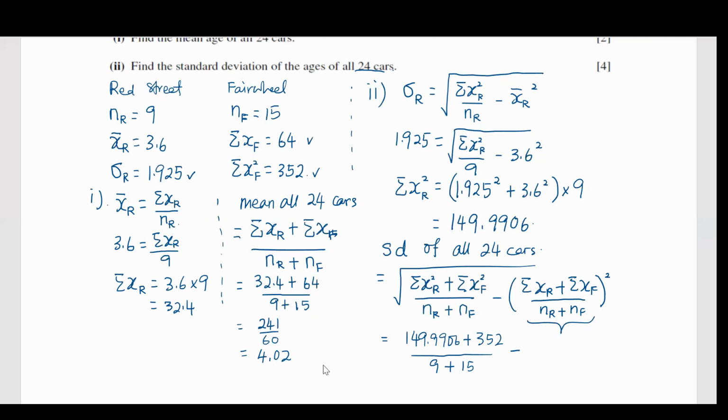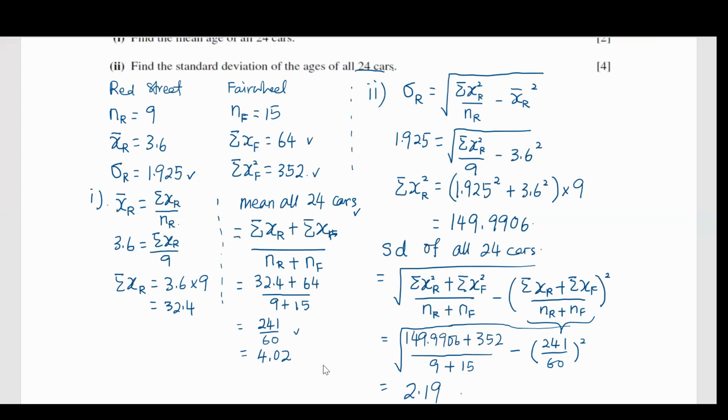Right, so the mean we have found for all 24 cars, we calculated 4.02. But 4.02 is the rounded figure, so I prefer to take the exact value, the fraction for the mean, 241 divided by 60, bracket, squared, and we are going to square root the whole thing. Right, now we can press the calculator and get the standard deviation to be 2.19, rounded to 3 SF.